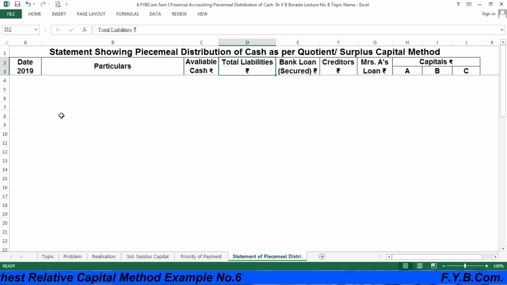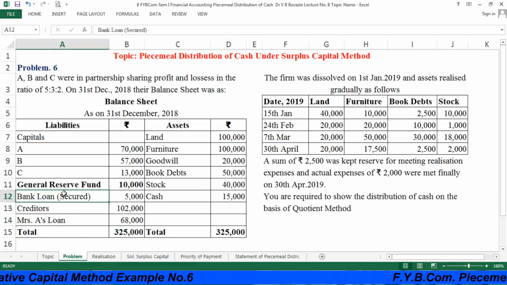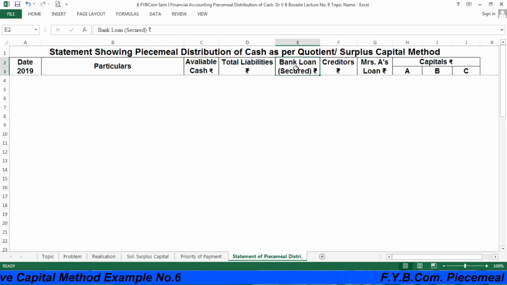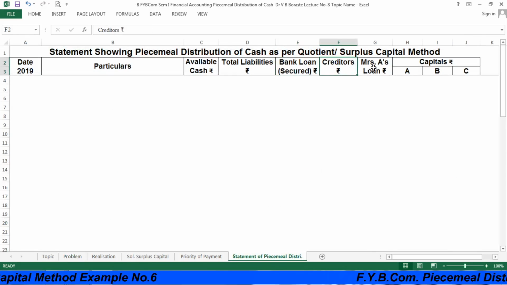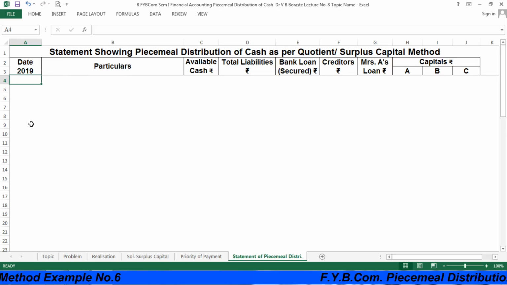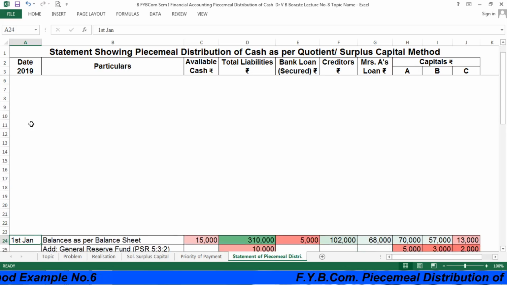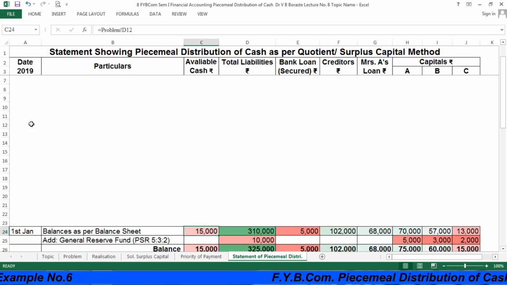After this, we can prepare the statement, or we can make an extra column as per the liability in your example. So here we have a liability of bank loan. So the first column becomes bank loan, which is secured. Then creditors, then Mrs. A's loan. So here creditors and Mrs. A's loan, and after that we can pay amount to capital of A, B and C. So let us start the solution. First of all, we will mention one balance which is called balance as per balance sheet. So here we got a balance as per balance sheet, that is cash is 15,000.